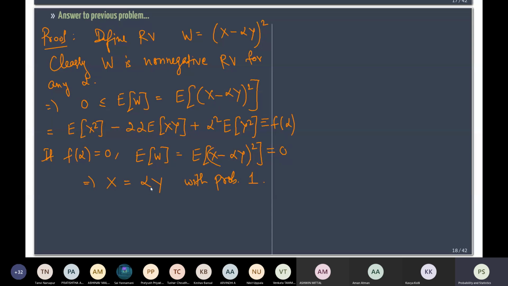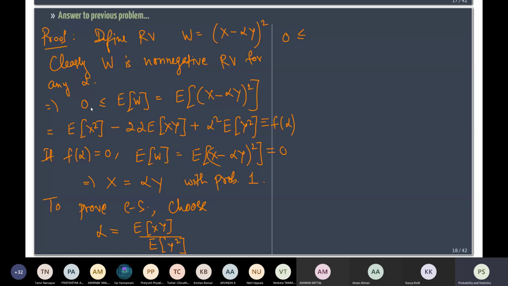Now to prove the Cauchy-Schwarz, we choose alpha to be expectation of XY divided by expectation of Y squared. With this choice it should work out. So let us see.